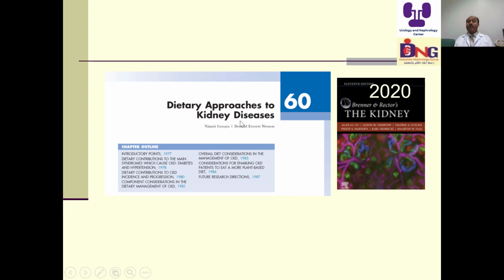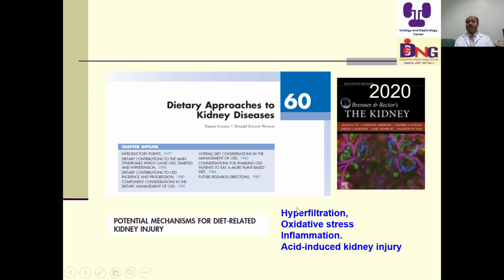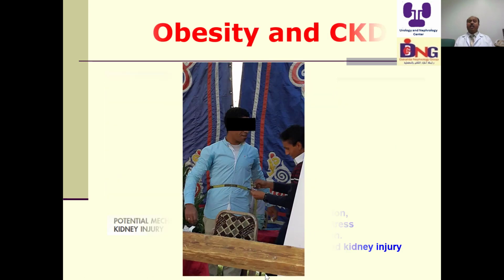Why do diets increase the risk of chronic kidney disease progression? Potential mechanisms for diet-related kidney injury may include hyperfiltration induced by heavy protein intake, oxidative stress, inflammation, so we have an inflammatory diet like heavy proteins, and acid-induced kidney injury.